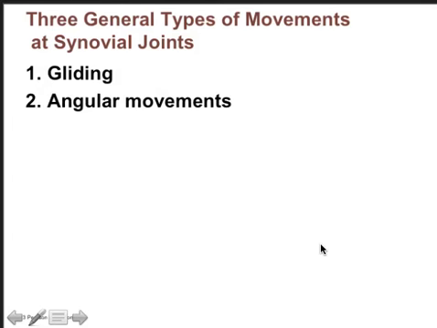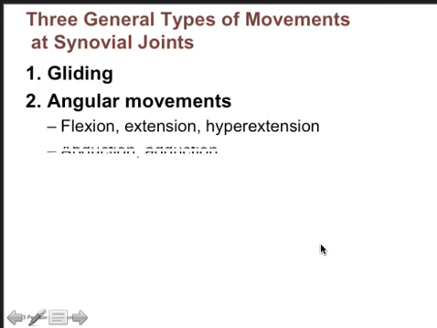If we look at gliding movements, we're talking primarily about 2 bones sliding over each other's surfaces. Examples of bones that do this are the carpals in the wrist and the tarsals in the ankles. Angular movements include flexion, extension, and hyperextension, abduction and adduction, and circumduction. And you find these primarily in diarthrotic joints.